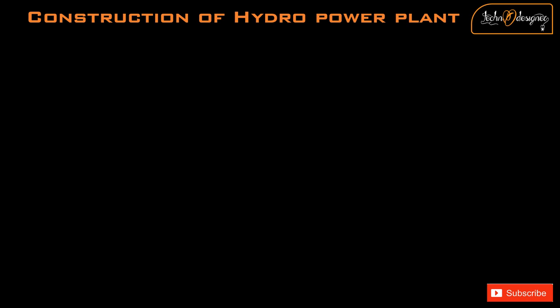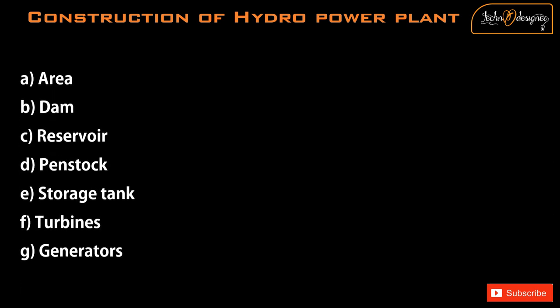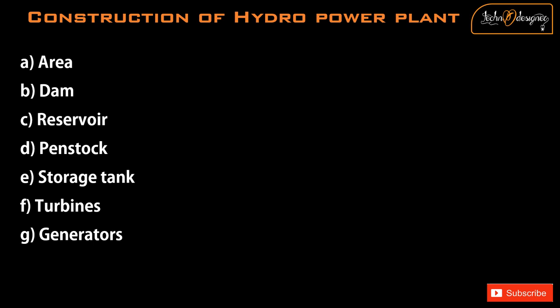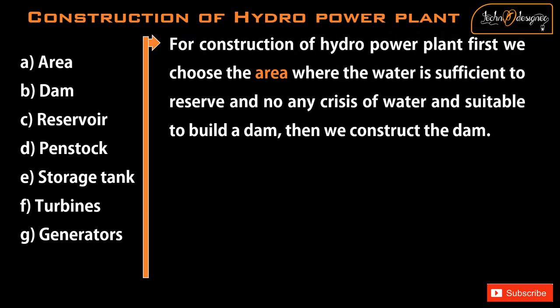Construction of hydropower plant. Construction of a dam consists of: A. Area. B. Dam. C. Reservoir. D. Penstock. E. Storage tank. F. Turbines. G. Generators. For construction of a hydropower plant, first we choose the area where the water is sufficient to reserve, with no crisis of water, and suitable to build a dam. Then we construct the dam.